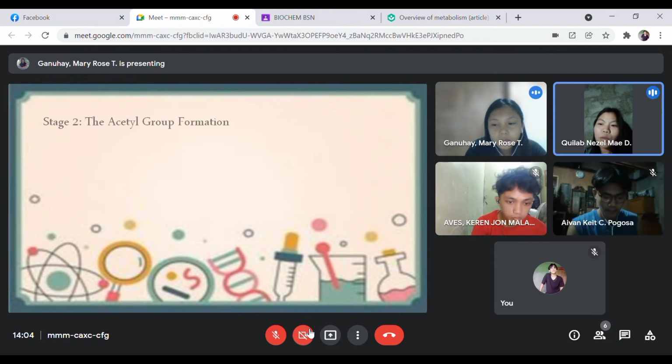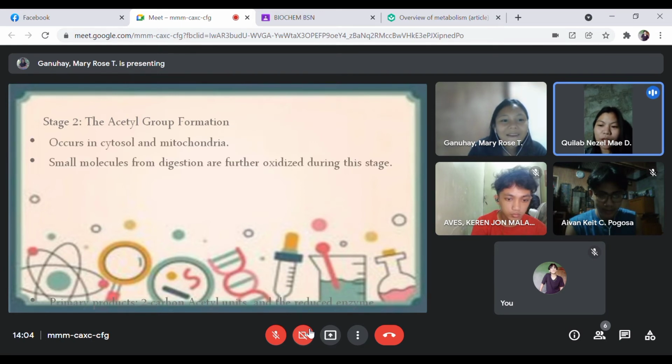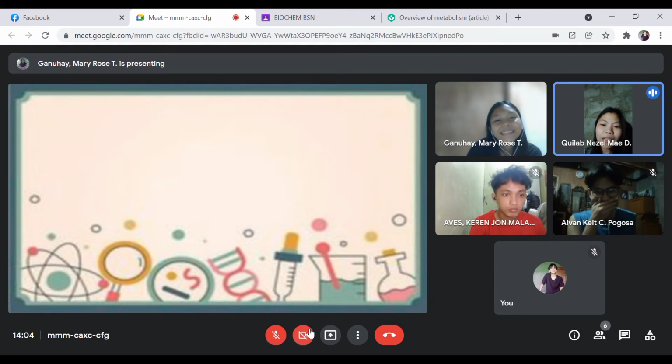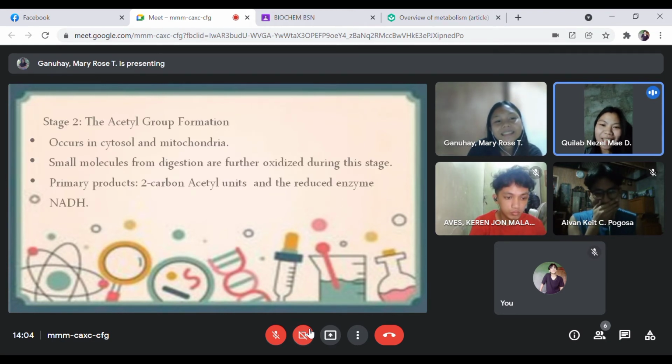What do we mean by acetyl CoA? Its main function is to deliver the acetyl group to the citric acid or Krebs cycle to be oxidized for energy production or coenzymes. Acetyl group formation occurs in the cytosol and mitochondria. Small molecules from digestion are further oxidized during this stage.